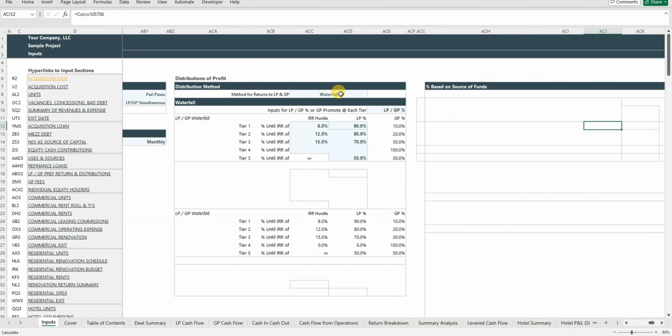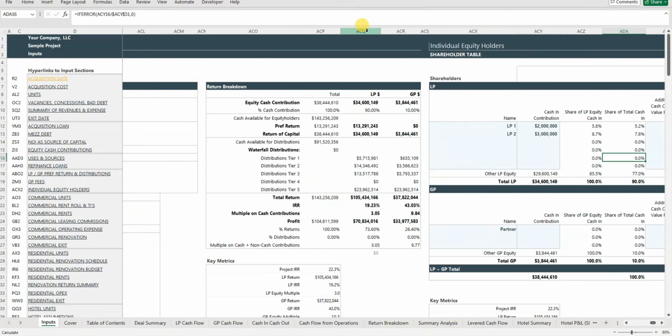And then splits on profits after return of capital, I can just do a fixed split, for example, or I can do a waterfall. So if we do a waterfall, I can say, all right, well, pari passu until an 8% IRR. Between an 8 and a 12, it's going to be 80-20. Between 12 and 15, be 70-30. And everything after that's 50-50.